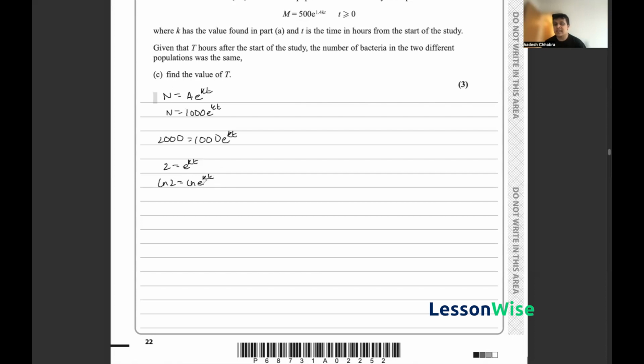And as we know, the natural log of e is just equal to the power. So that means that ln2 is equal to kt. And we can go ahead and find k: k would be equal to ln2 divided by t, where t is equal to 5. So ln2 divided by 5 is equal to 0.139. So this is our value of k. And this means that we can find the actual equation to be N is equal to 1,000 e to the power 0.139 times t, and that is part A.